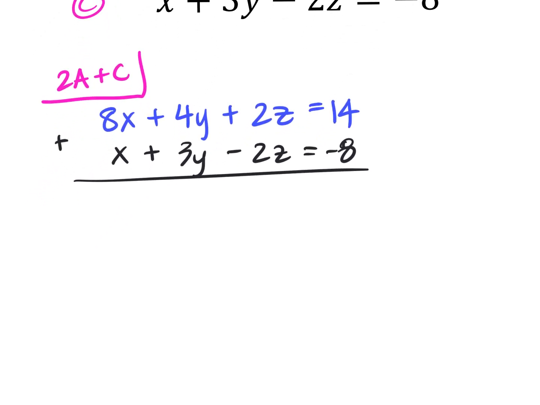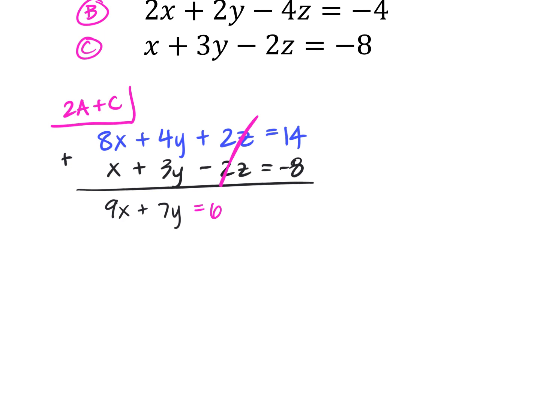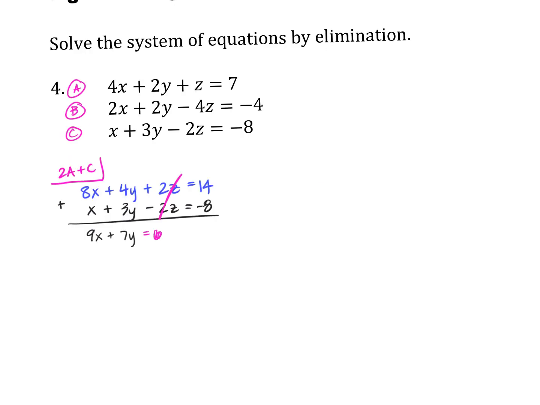Tay, you want to add those for me? What would 8x plus 1x get me? 9x. How many Y's would I have, buddy? 7y. How many Z's? They just cancel out. Exactly. Here we go. Negative 22. Close, if they were both negative.